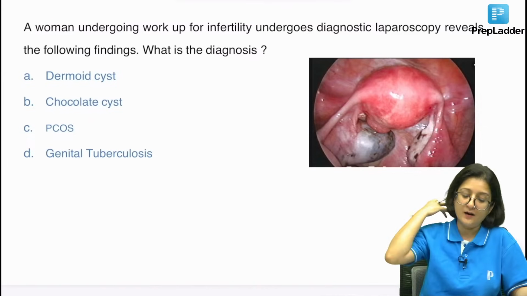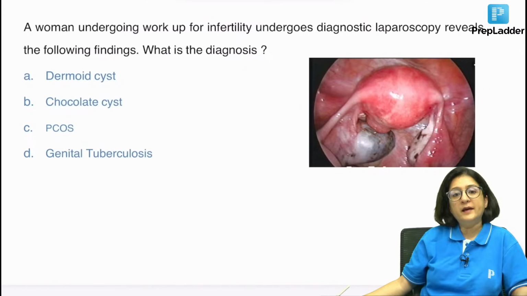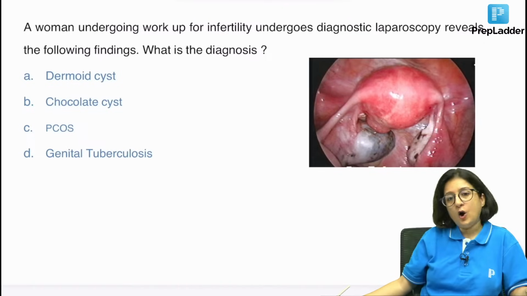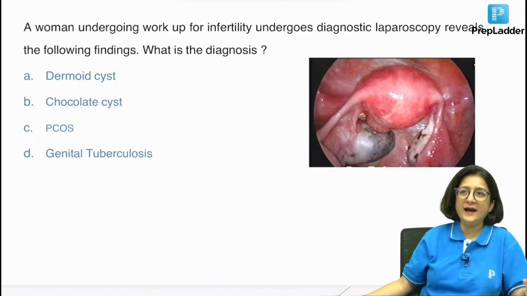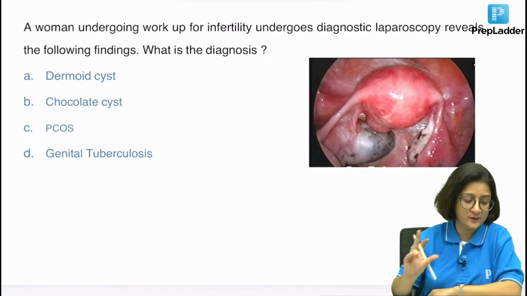Next image. A woman undergoing workup for infertility undergoes diagnostic laparoscopy. These are the findings. What is the diagnosis? So see, images from gynae. See, with obstetrics, we tend to see very direct images, okay? With gynae, if they are very clear cut direct, that's a different issue, but many times it will be with the clinical context.